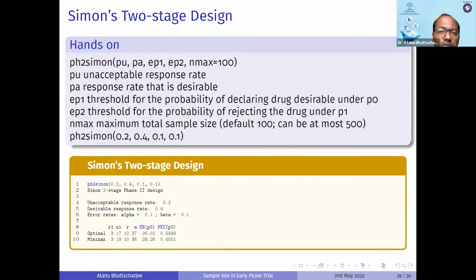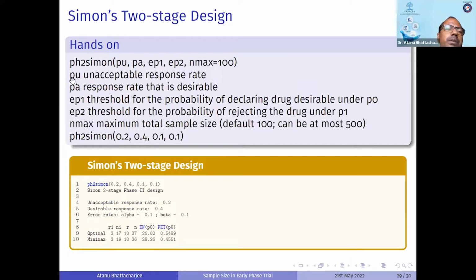So how do we conduct the Simon's two-stage design? Again, you need a few prominent ingredients that Ashish already mentioned. Obviously, type 1 error and type 2 error rates are required. In addition to that, the response rate, or probability of success, or proportions. So all these terms are the same. These things are required. Here we have the unacceptable response rate. Here we have the response rate that is desirable.